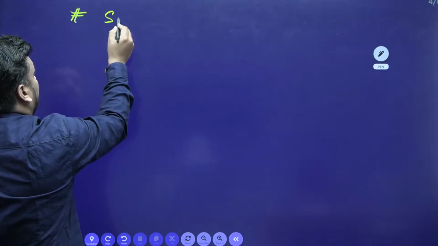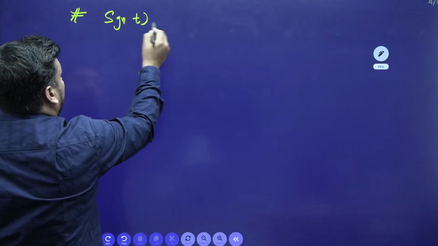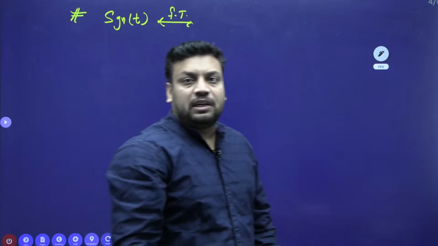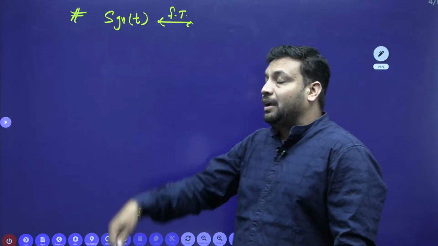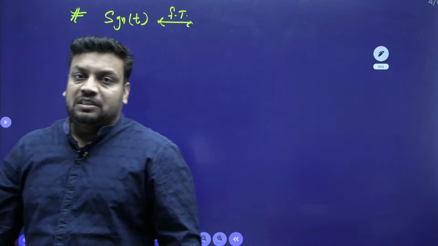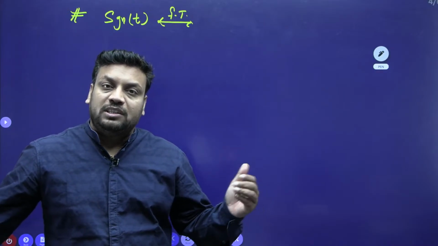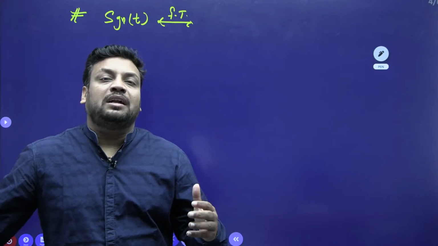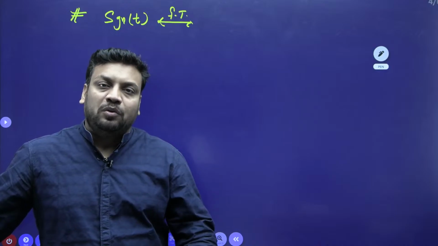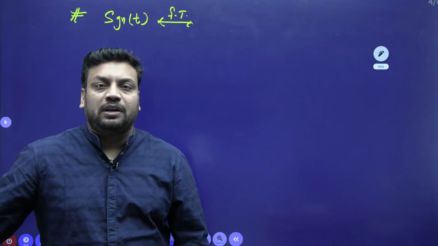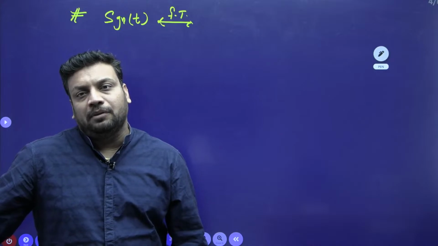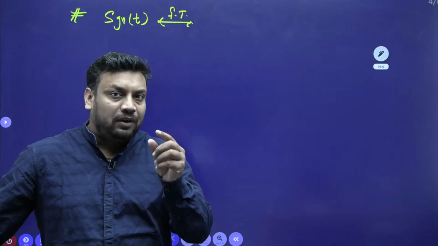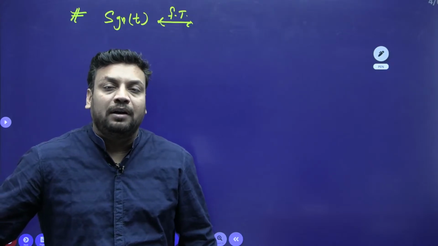Now I am asking the Laplace transform of the signum function of t. How many of you know the Fourier transform of the signum function of t? If I ask about it, you must reply that the Fourier transform of sgn(t) is 2 upon j omega, and the Fourier transform of j upon pi t is sgn(omega). Or you can say the inverse Fourier transform of sgn(omega) is j upon pi t. The Fourier transform of 1 upon pi t is minus j sgn(omega), and that 1 upon pi t I have used in the Hilbert transform transfer function.